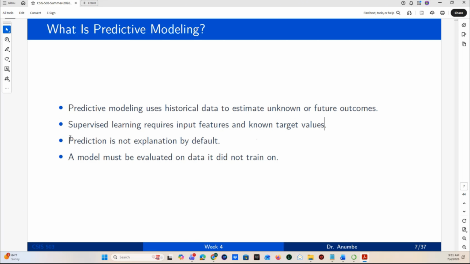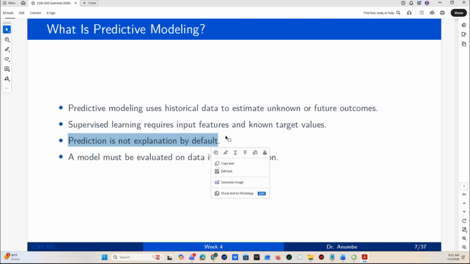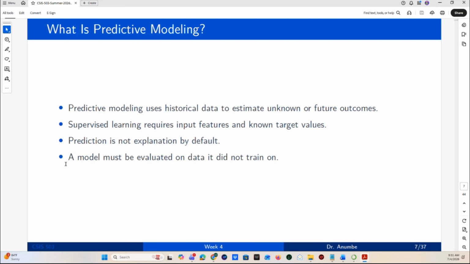So the other thing here is prediction. It's not explanation by default. What you're trying to do in prediction is not explaining things. In prediction, you're trying to look into the future. You're not necessarily trying to explain. When it comes to explanation, that's probably better suited to EDA, which is your descriptive analytics.